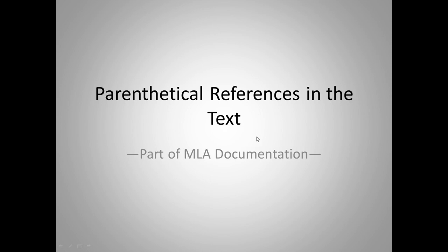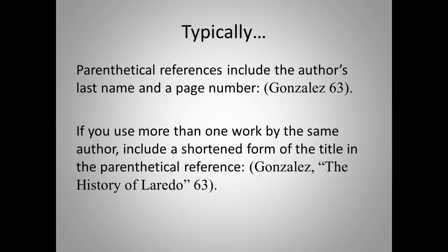But your works cited list is a list of sources that you use in your paper, and it comes at the end of your essay. So your parenthetical reference is a guide to your works cited list. Typically, parenthetical references include the author's last name and page number. So here my example is, in parentheses, Gonzalez 63.